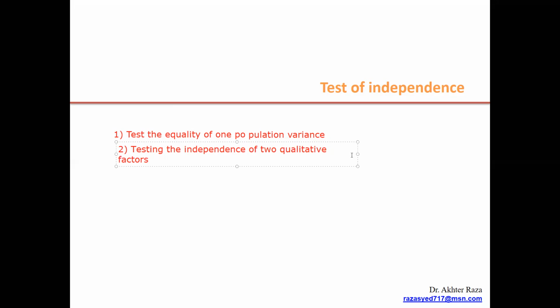And the third application of chi-square distribution was the test of goodness of fit. We can test whether a specific probability model can be used for a given data set or not. And the fourth application of the chi-square test is testing the equality of several population proportions.